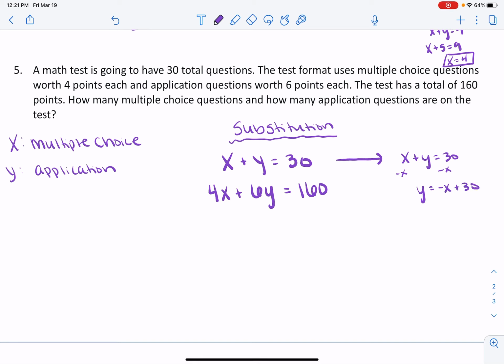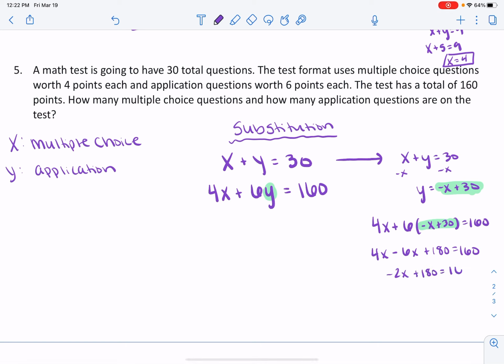Okay, so then I can go ahead and plug it into the other one. So we've got 4x plus 6, and then we're going to plug this one in for the y. So 4x plus 6 times negative x plus 30 equals 160. Now 4x plus, that'd be minus 6x, and then plus 180 equals 160. It's negative 2x plus 180 equals 160. Subtract 180 on both sides. Divide by negative 2. So x would be 10.